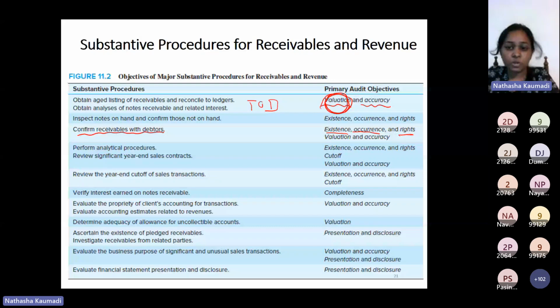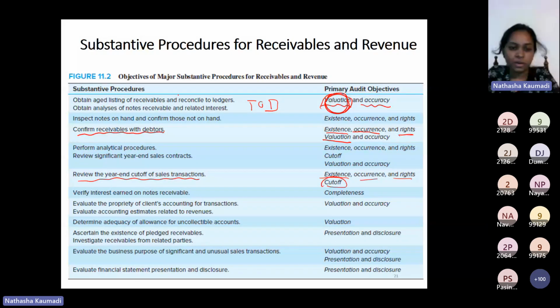Of course, the valuation. If the amount mentioned in the confirmation is not correct, the customer will respond saying this value is not correct. So valuation is covered. Likewise, for each and every substantive procedure, you can identify the relevant audit assertion like this, the primary audit objective. So let's take another one. Review the year-end cutoff of sales transactions. You are checking the existence, occurrence, rights, and the cutoff. Right? These are the assertions.